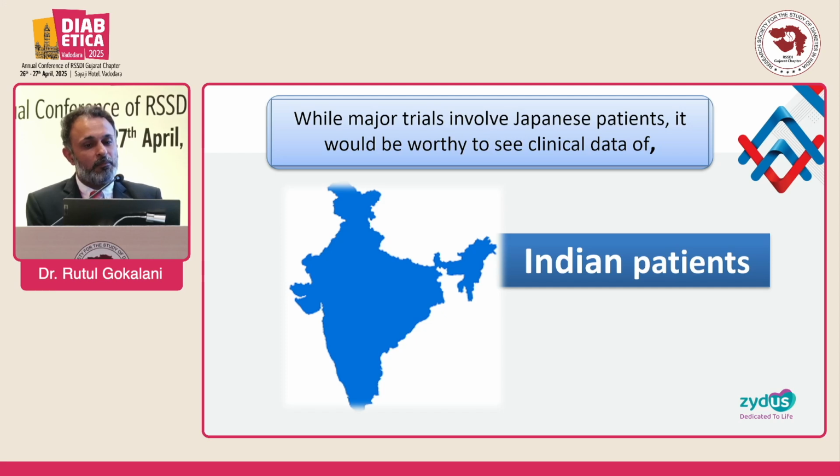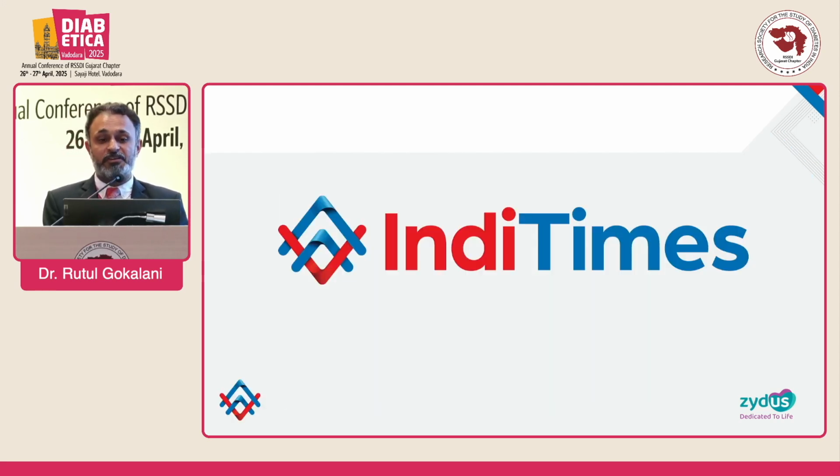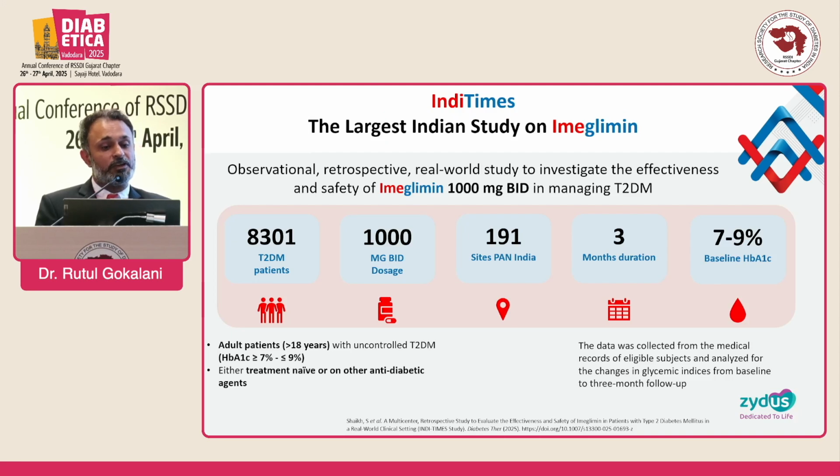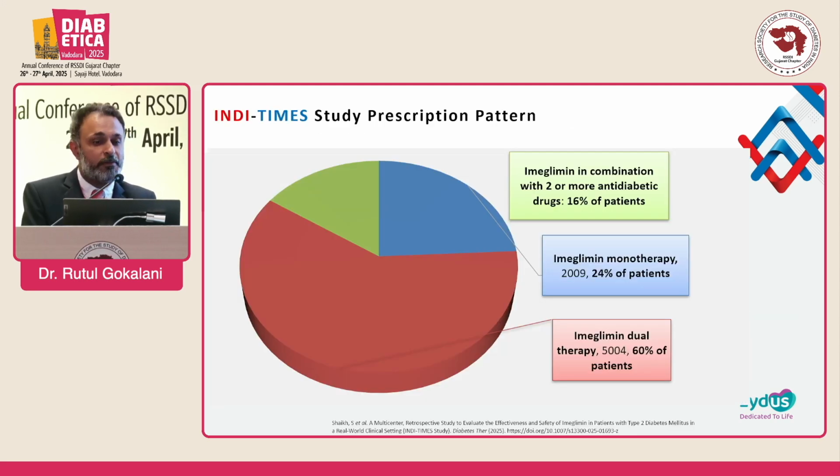While major trials involved Japanese patients, it is worthwhile to see our Indian patient data, and for that, the Indi-TIMES study was done. Sanjeev Phatak sir was part of this study, and this was the first large-scale study on imeglimin, which included around 8,300 patients, where 1000 milligram of imeglimin was used, across around 191 sites. Baseline HbA1c was between 7 to 9, and they used it for 3 months.